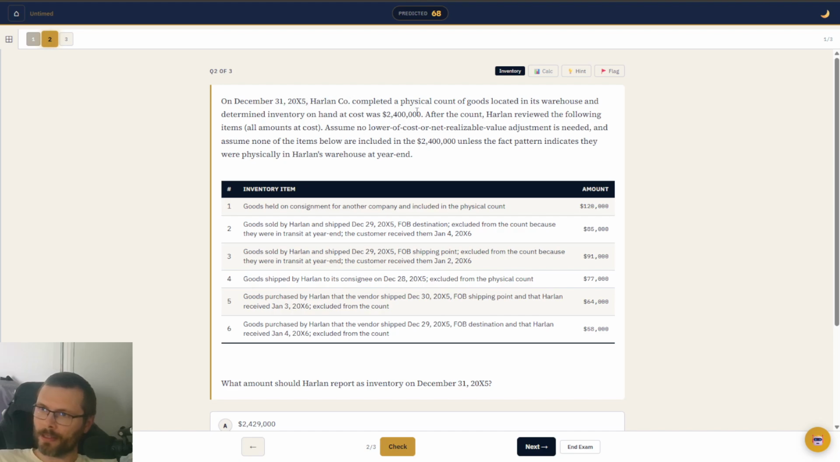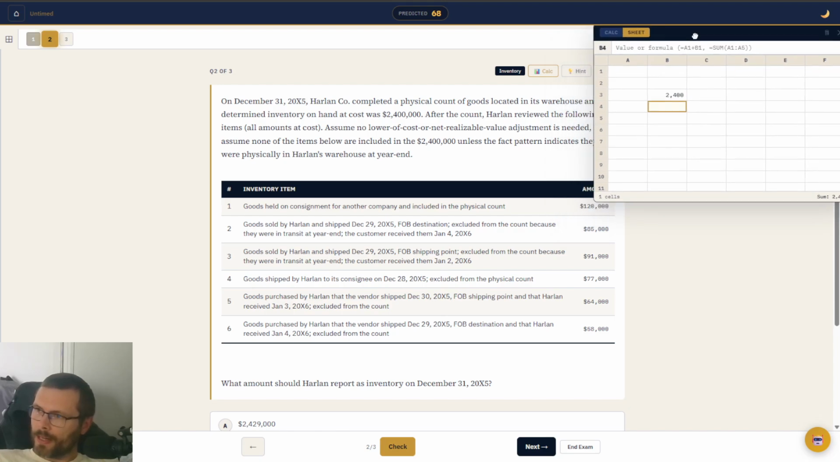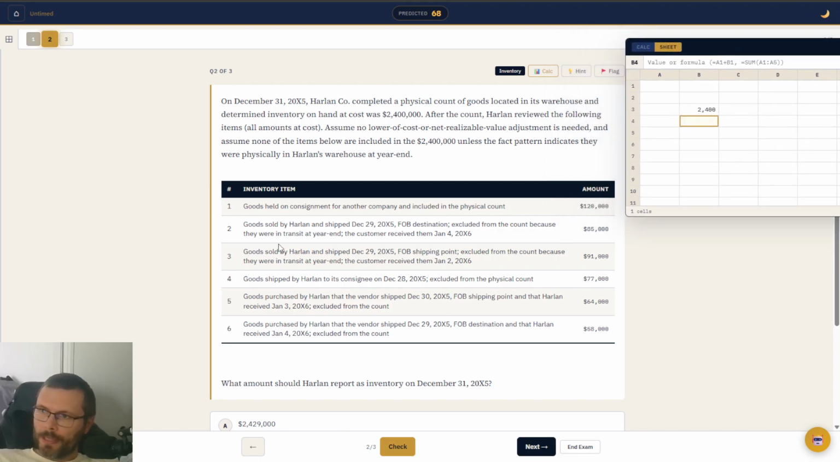So read the rest of the question. We're looking for the inventory. Okay, so the inventory count was 2.4 million. Let's pull up our calculator here. 2.4 million, that's where we start. And then we've got a list. Goods held on consignment. That means they're held for someone else. They are included in the count, so we need to exclude them. Do a minus 120 for the first one.